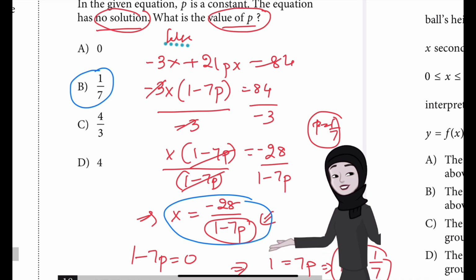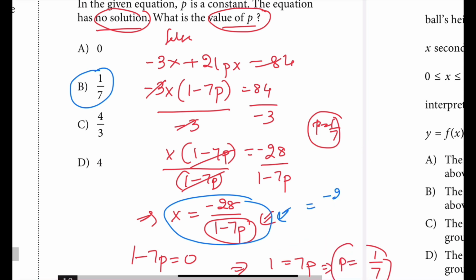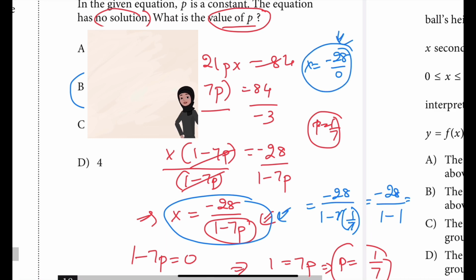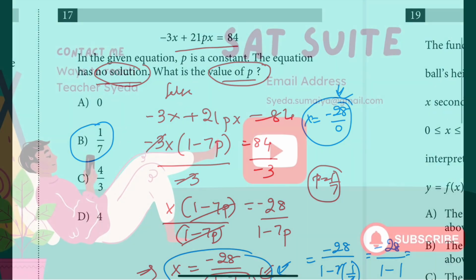So when p is 1 by 7, x will become undefined, because if you check over here, minus 28 divided by 1 minus 7 times 1 by 7, or in other words, minus 28 divided by 1 minus 1, because the 7's cancel out. 1 minus 1 is 0. So imagine having x is equal to minus 28 divided by 0. This is no solution. So when p is 1 by 7, we will not have a solution.